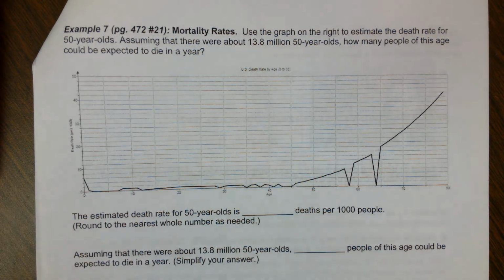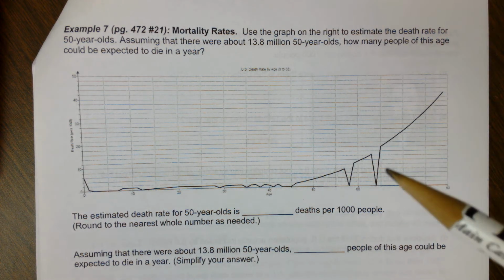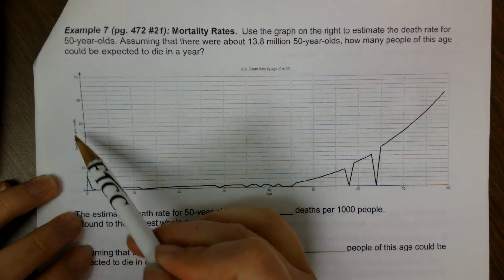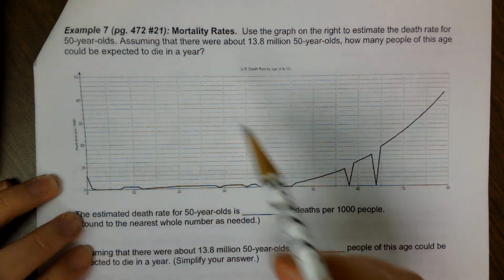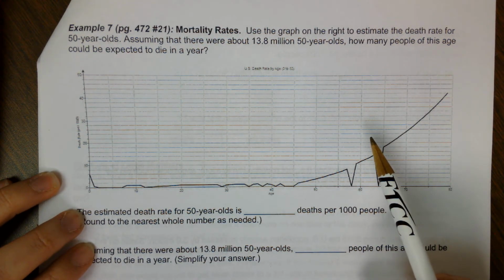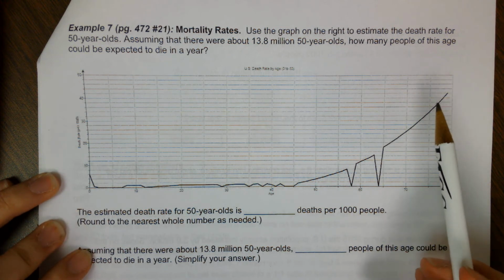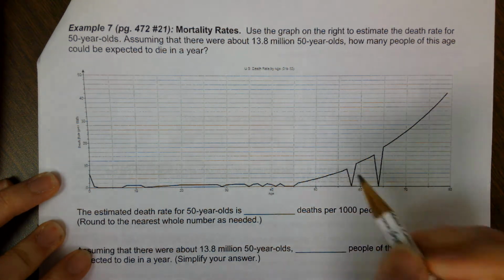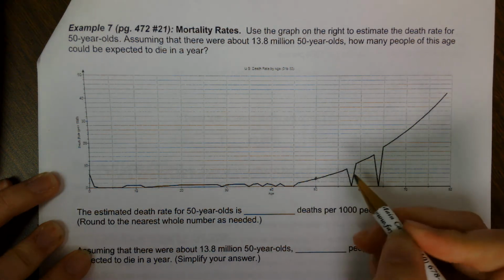And similarly, that's a mortality rate, so death rates. So here we have a graph of death rates by age. So this is the death rate per 1,000 people. And we want to estimate the death rate for 50-year-olds. Okay, so this is 50. So the death rate is right about there.